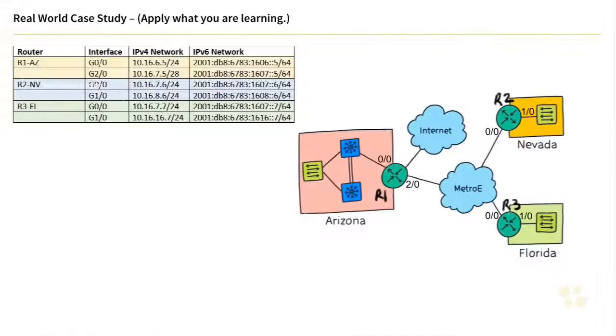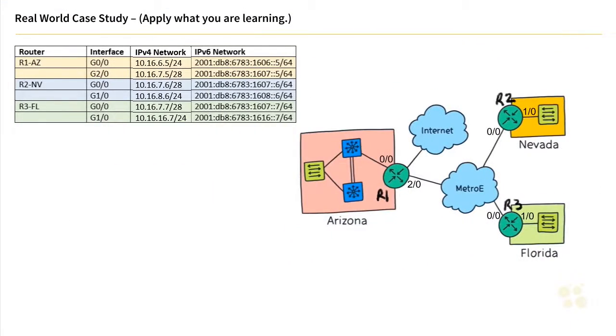Let's take a look at their topology, and then we'll make a plan, and we'll implement IPv6 static routes on the network. So as we walk into Bob's office and he explains what they're intending to do, here is the table that he has shown us. It has R1, R2, and R3 right here. R1 in Arizona, R2 in Nevada, and R3 in Florida. And they currently have all of these IPv6 networks configured on their respective interfaces.